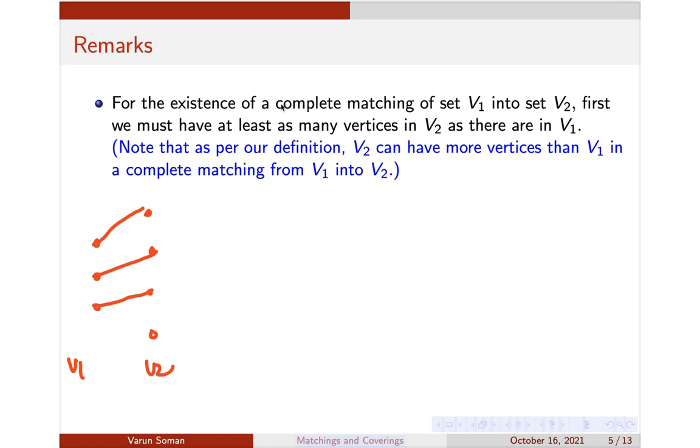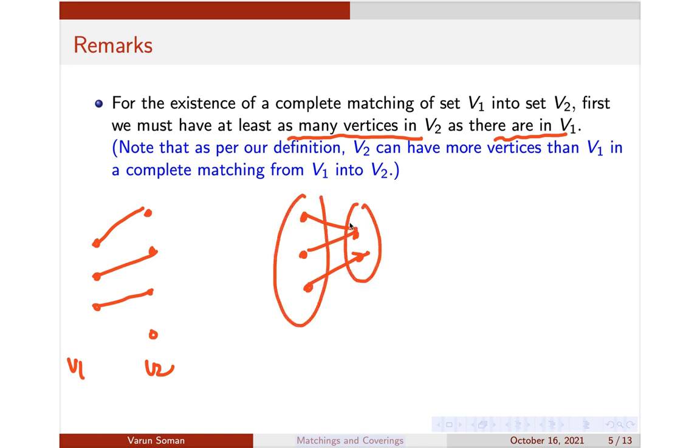So first we must have at least as many vertices in V2 as in V1, because only then can we assign different jobs to the people in V1. Even that is not sufficient, but that is the basic idea. I cannot exhibit a complete matching between these two sets, because here the number of people is 3, but the number of jobs is just 2. So for a complete matching to exist, there should be at least as many vertices in V2 as in V1. Even that condition is actually not sufficient.